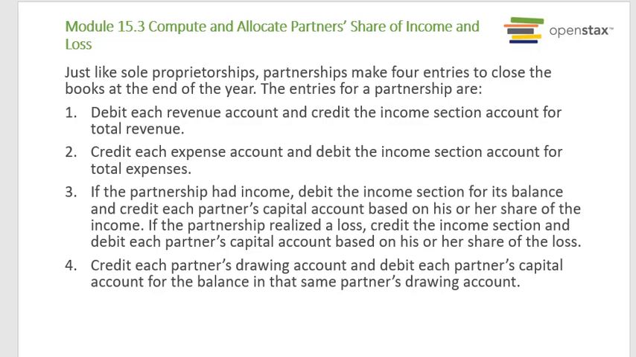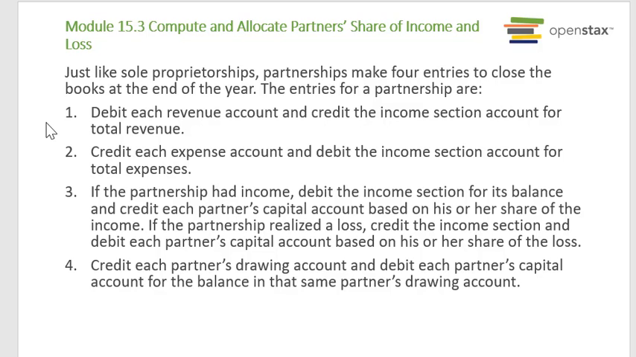For 15.3, we are computing and allocating the partner share of income and loss. Just like sole proprietorships, partnerships make 4 entries to close the books at the end of the year. The entries for the partnership are debit each revenue account and credit the income section for the total revenue, credit each expense account, and debit the income section for total expenses. So we clean out the revenues, we clean out the expenses.